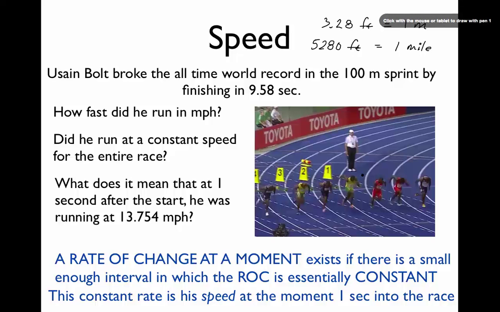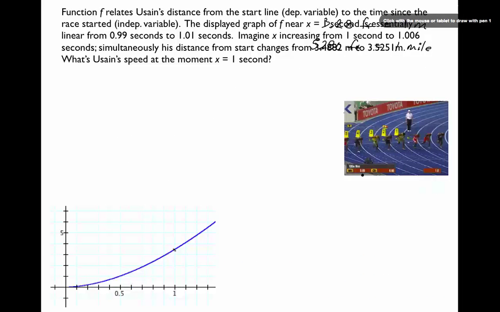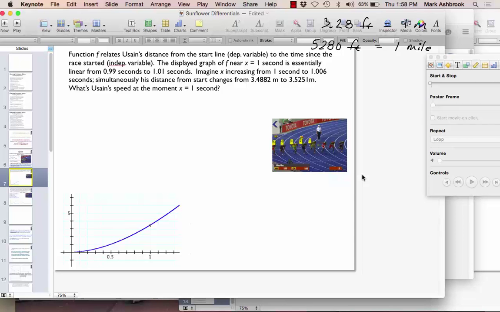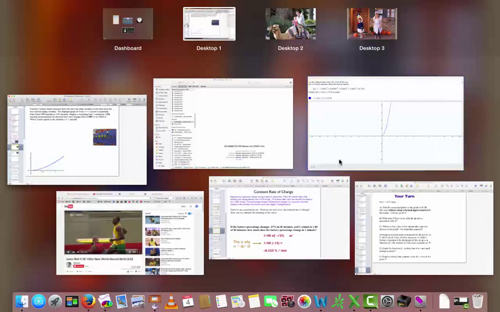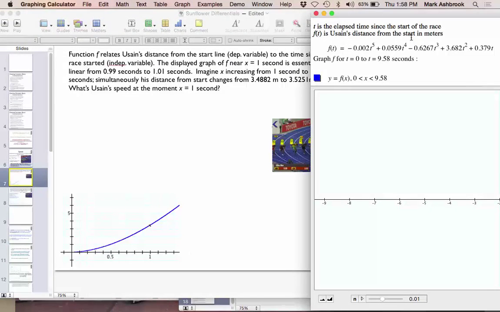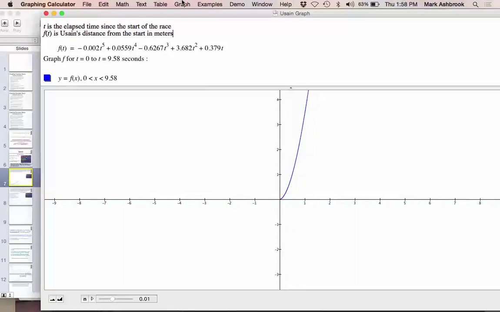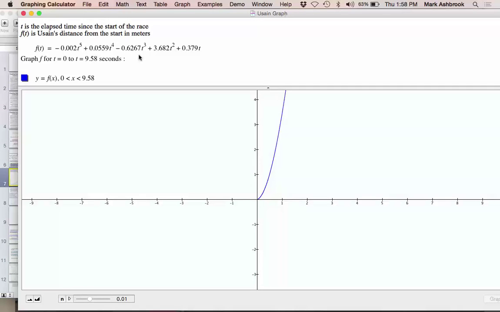Okay. All important stuff. Anybody have a question on these ideas, definitions? Okay. So let's look at this in GC. So here is, make things bigger here.